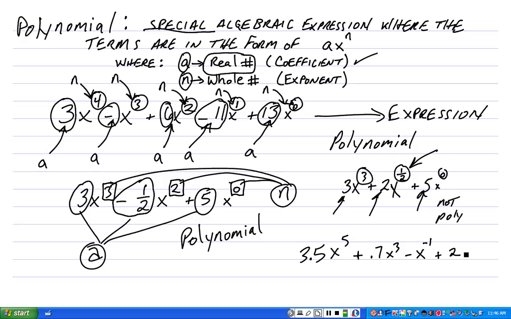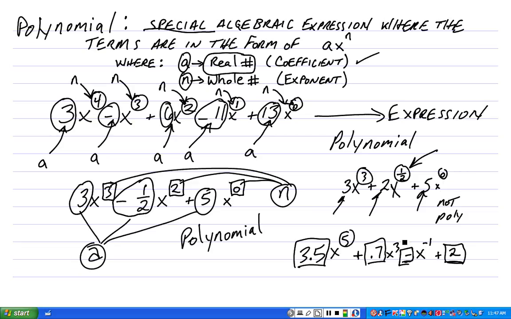Okay, in this case, once again we check our A's, our coefficients. So you got the 3.5, you have the 0.7. Remember that minus in front is like saying a -1, and you have your positive 2. So all of our coefficients are good. They're all real numbers. Okay, even though they're decimals, that still is a real number. Again, a decimal can be written on a number line, so it is a real number.